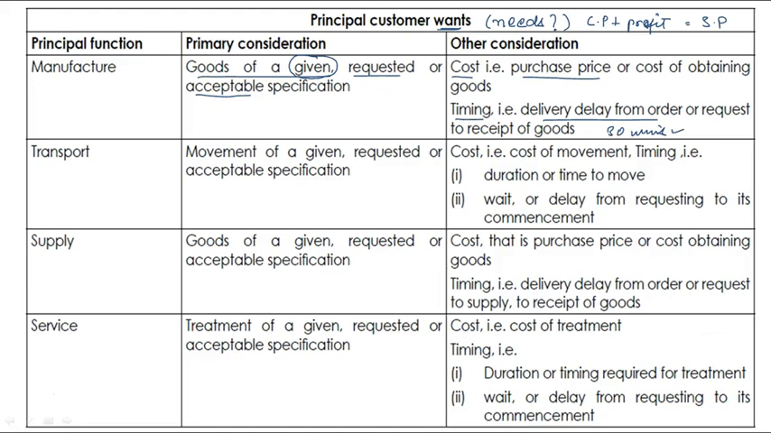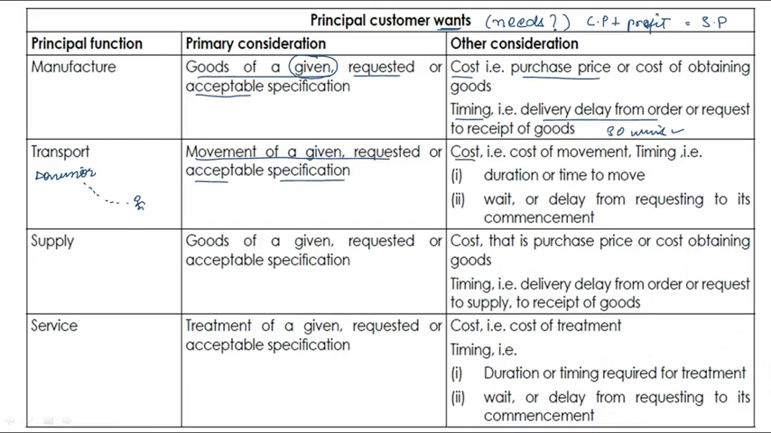When it comes to transport, what will happen after placing a particular order? Domino's will send somebody who is going to deliver the order at my address. So movement of goods of given, accepted or acceptable specification. Now goods are being moved. अब वो Domino's वाला बंदा वहां से goods लेके निकल जाएगा.